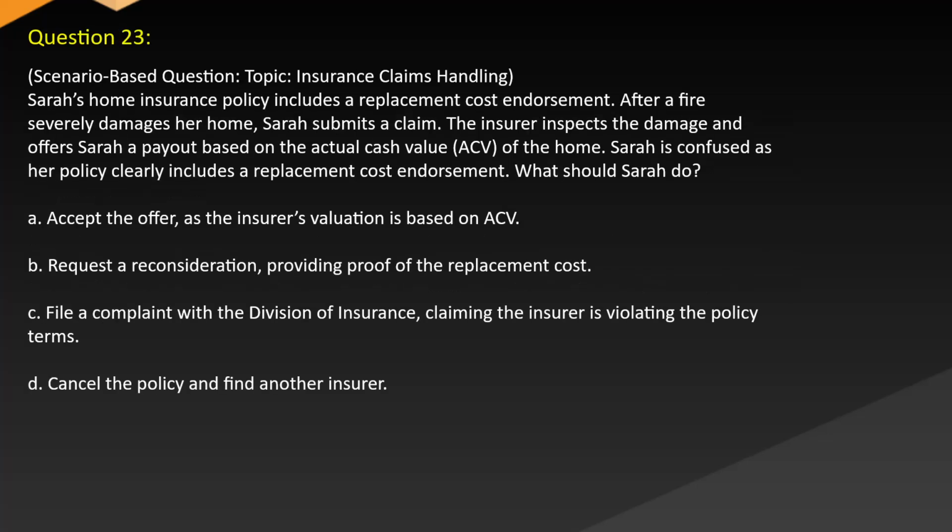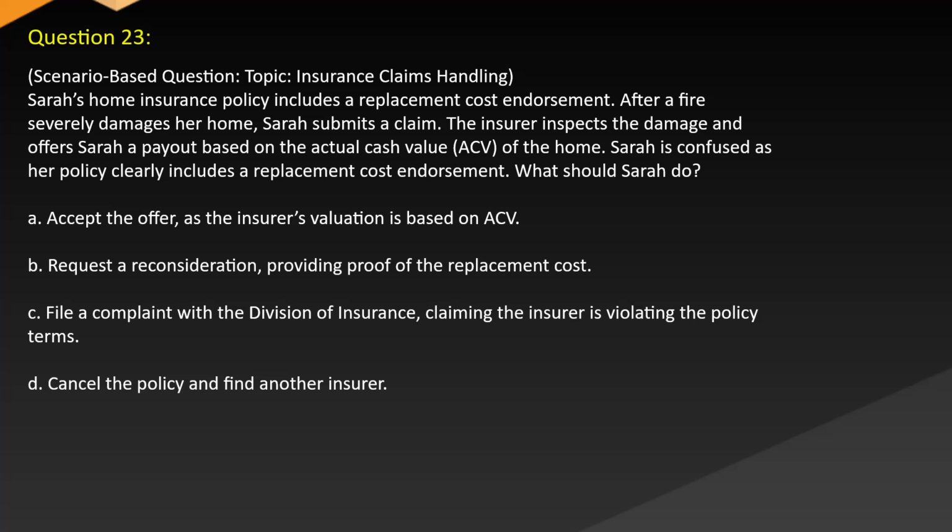Question 23. Scenario-based question. Topic: Insurance claims handling. Sarah's home insurance policy includes a replacement cost endorsement. After a fire severely damages her home, Sarah submits a claim. The insurer inspects the damage and offers Sarah a payout based on the actual cash value (ACV) of the home. Sarah is confused, as her policy clearly includes a replacement cost endorsement. What should Sarah do? A.